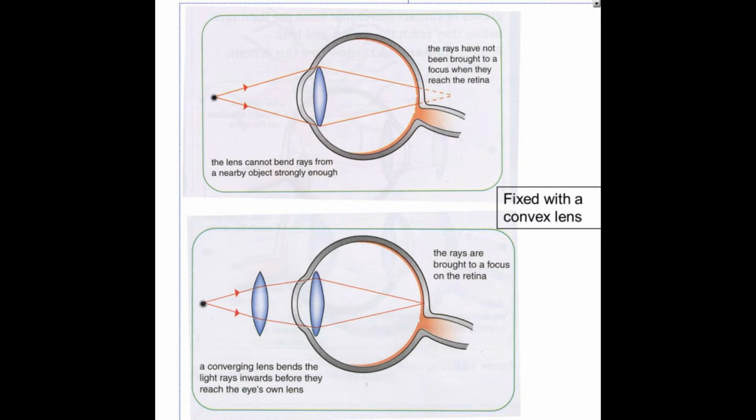This means that the lens needs some extra help with its refraction. To do this, we put a lens in front of the eye called a converging lens. The converging lens will do some refraction of the rays before they come into the eye. Now the lens inside the eye is able to refract those rays to a sharp point on the retina.